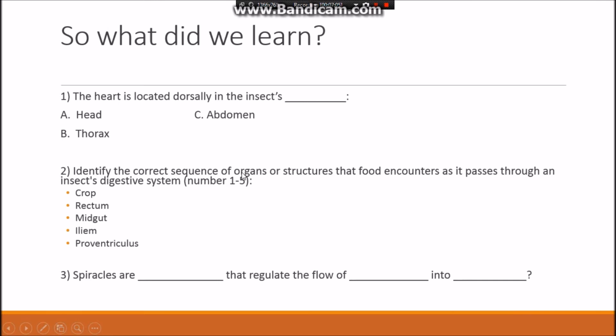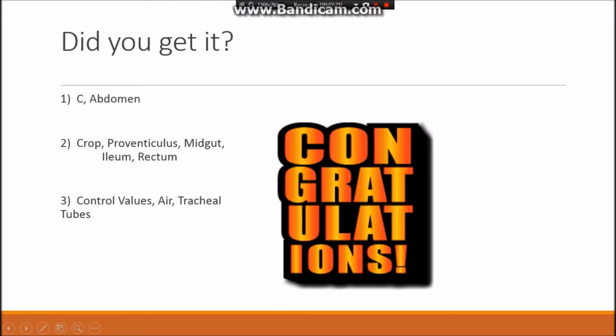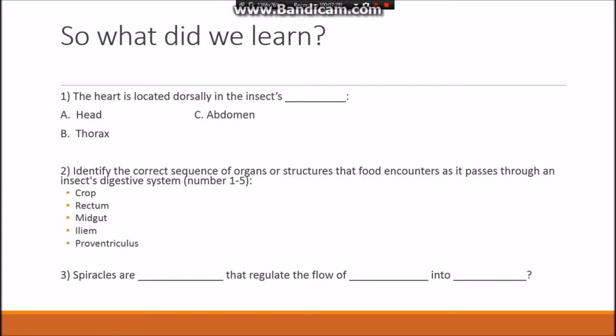Number the correct sequence of organs or structures that food encounters as it passes through an insect's digestive system, 1 through 5. If you want to pause the video and do that right now, I will give you 2 seconds. 1, 2. So here we have crop, proventriculus, midgut, ileum, and then the rectum. There are a couple of organs that are not there, but that's because this is just a question. I did not put them on there.